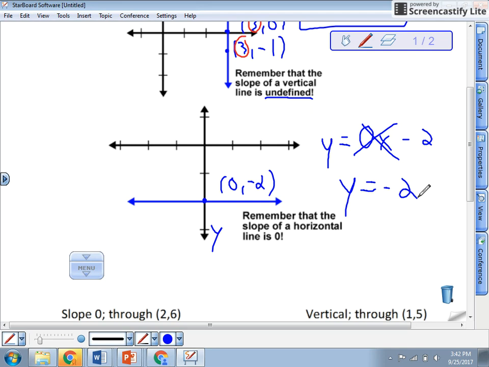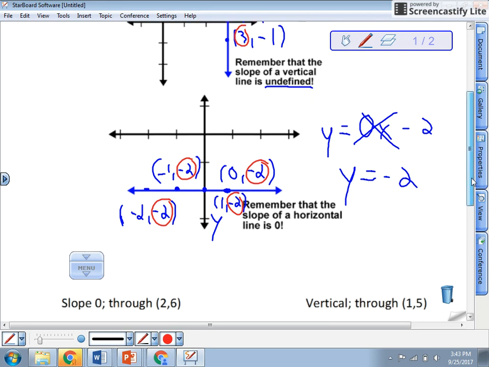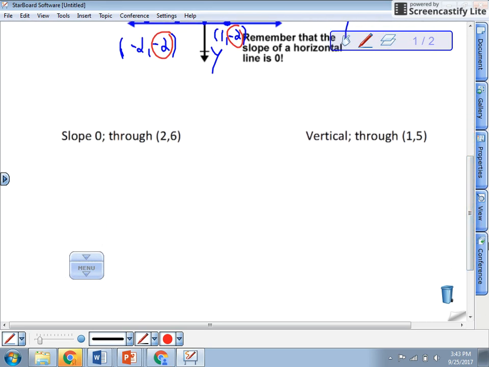Because again, if you look at all these points, this point right here, (-1, -2). Point right here, (-2, -2). We come over here to this point, it's (1, -2). All of the y values are the same in this equation. So for a horizontal line, y equals whatever your y value is for your ordered pair, because everywhere along that line, the y value is going to be the same with a slope of 0. So y equals -2.